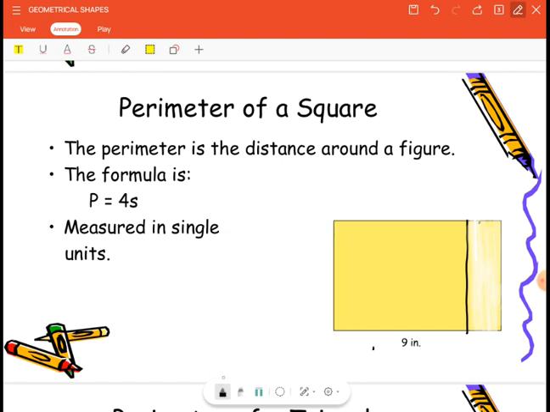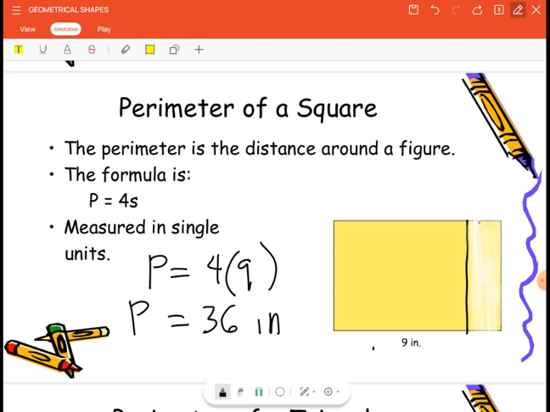So, yung ating formula for perimeter is 4 times S. Then, we have just to substitute 4 times S. Yung S natin ay 9 and that is equals to 36 inches. Okay, kasi 4 times 9 is 36. Okay, next.